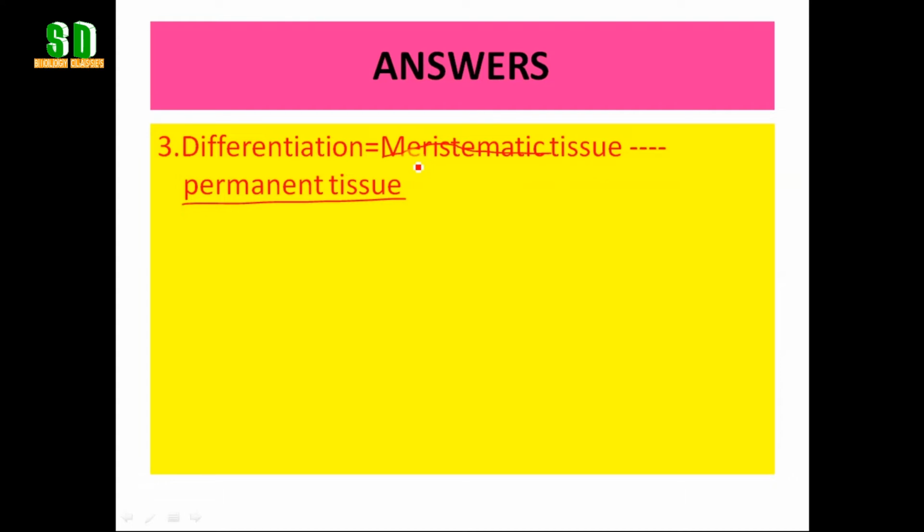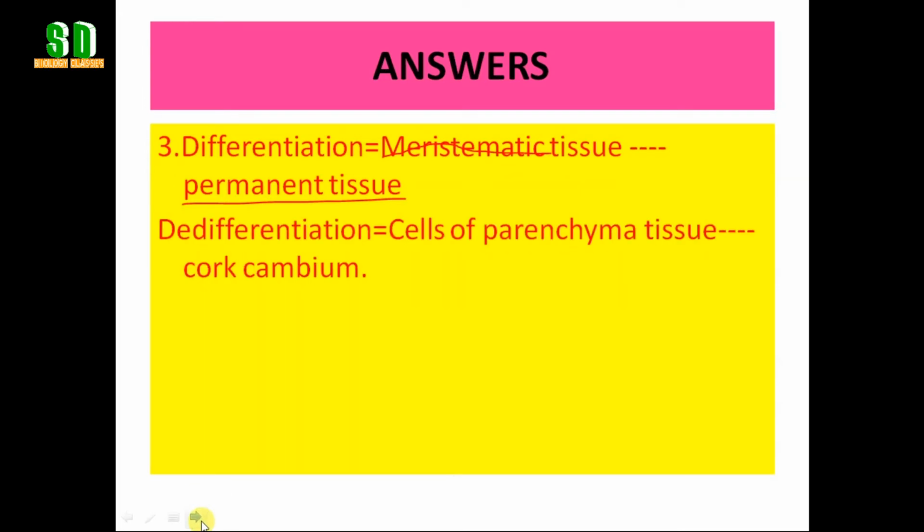Now what is dedifferentiation? When permanent tissue regains the power of division, especially the simple permanent tissue, this process is called dedifferentiation. For example, the cells of the parenchyma tissue change into the cork cambium.